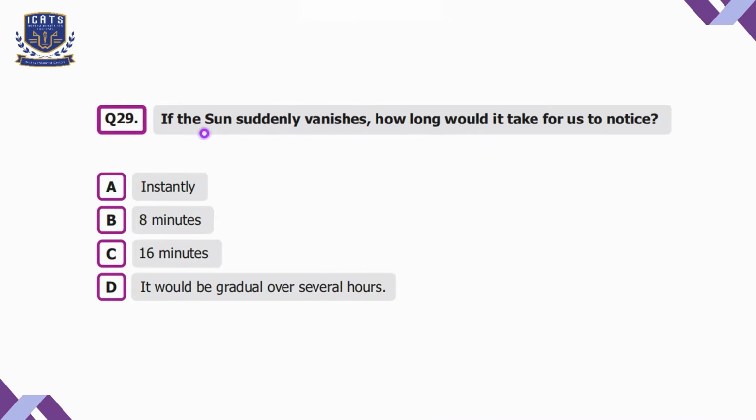Question number 29. If the sun suddenly vanishes, how long would it take for us to notice? Option A, instantly. Option B is 8 minutes. Option C is 16 minutes. And option D is it would be gradual over several hours.